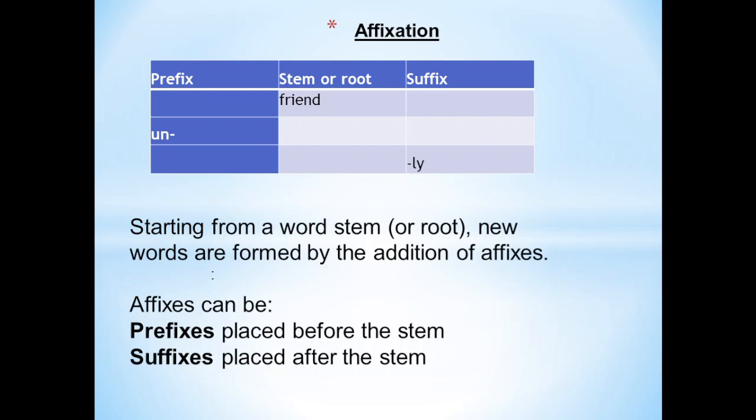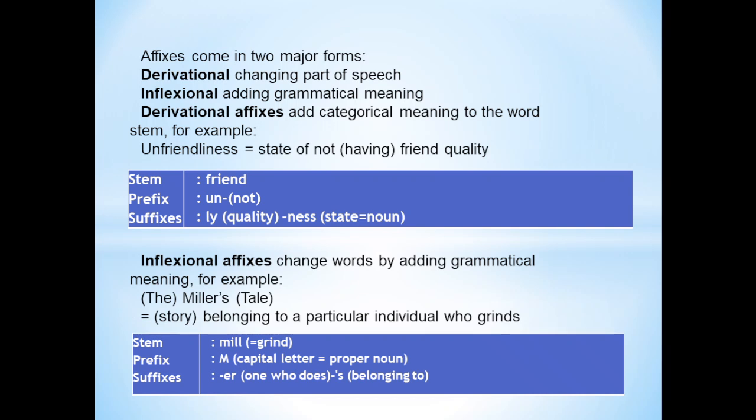Affixation. Starting from a word or root word, new words are formed by the addition of affixes. Affixes can be prefixes placed before the stem word or root word, and suffixes placed after the stem word. Affixes come in two major forms: derivational, changing part of speech, and inflectional, adding grammatical meaning.